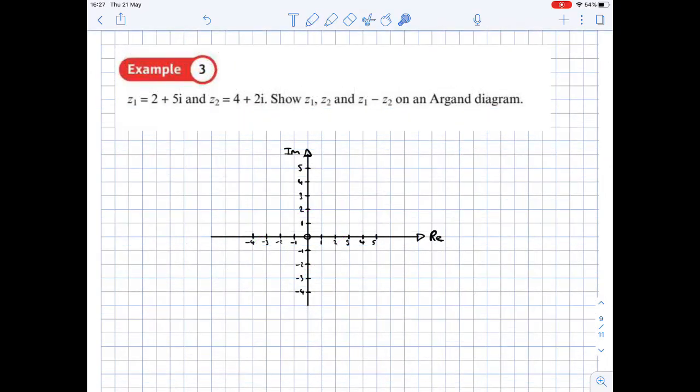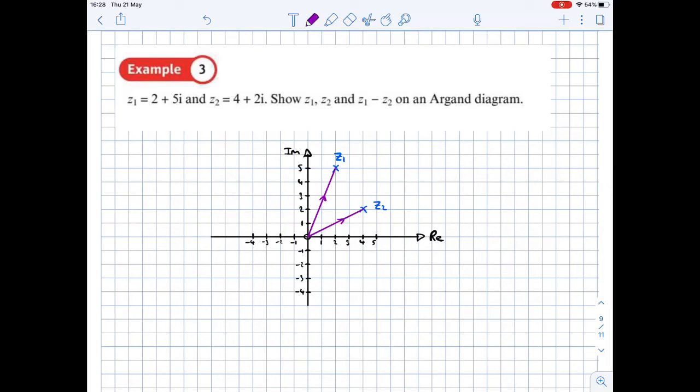Example 3. Here we have Z1, Z2, and we want to show Z1 and Z2 on an Argand diagram. However, we also want to show Z1 take away Z2. So let's fill those in. Z1 across 2 up 5, labelling that Z1. Z2 across 4 up 2, labelling that as Z2. Now let's consider those two as vectors. Next, we want to find Z1 take away Z2.